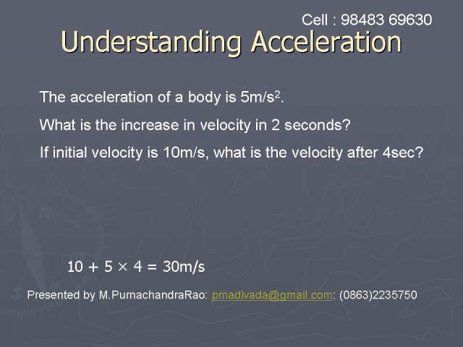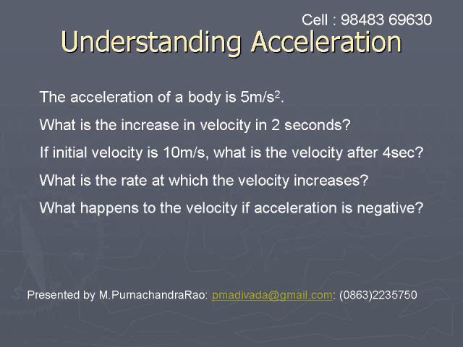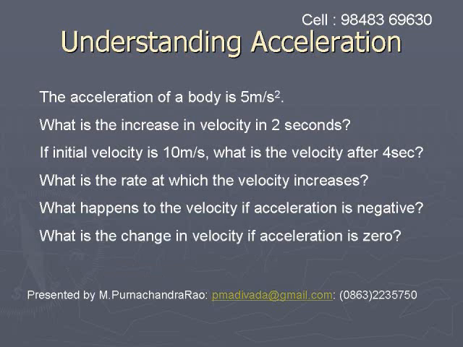30 meters per second. What is the rate at which the velocity increases? That is 5 meters per second. What happens to the velocity if acceleration is negative? The velocity decreases. What is the change in velocity if acceleration is 0? There will be no change if acceleration is 0. The change in velocity becomes 0 if acceleration is 0.